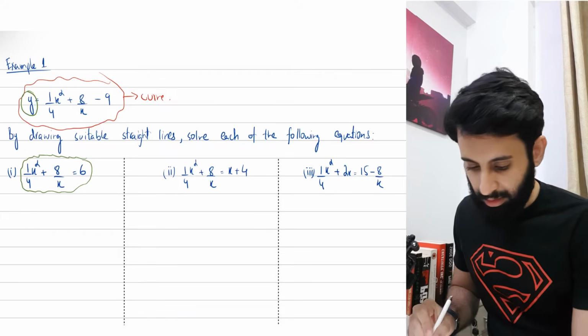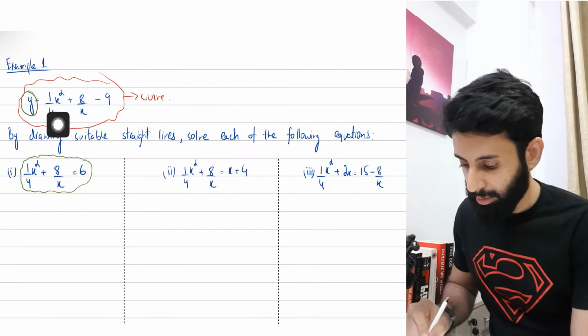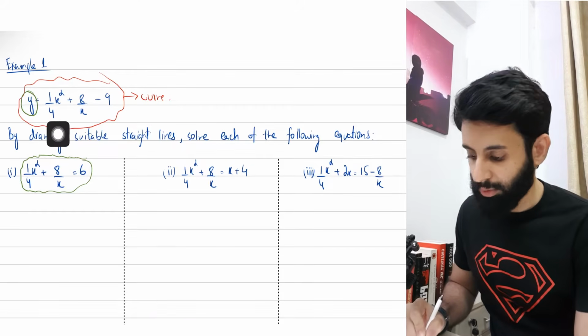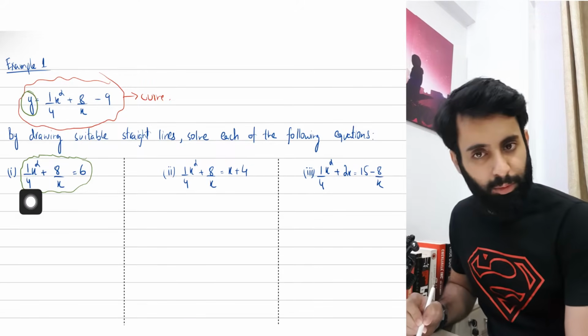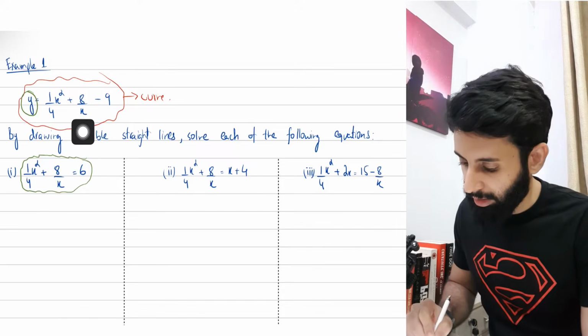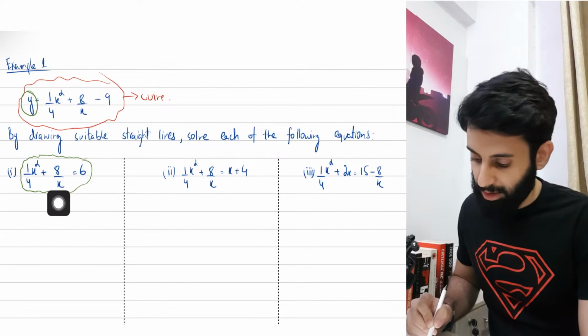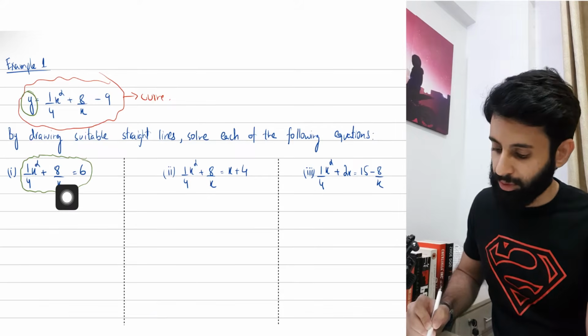So if I want to bring this equation equal to the equation of the curve, let's have a look at it step by step. As far as the equation of the curve goes, we have 1 over 4x squared. We have 1 over 4x squared here also. Okay, so far so good. Then you have a plus 8 upon x. That means you have a plus 8 upon x here also. That again means so far so good.